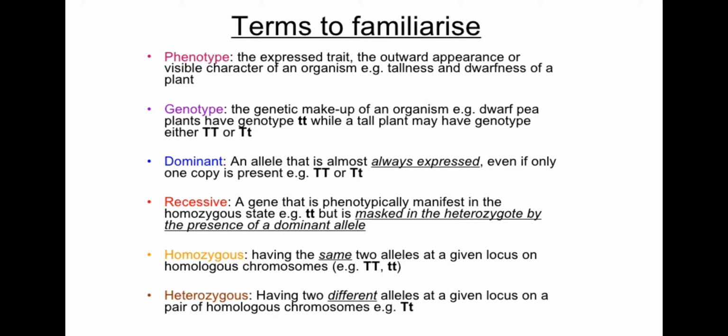It generally expresses itself in the homozygous state. So when there is no presence of a dominant trait, like in small t, the recessive trait is able to express itself. What is the homozygous condition? Where both of the alleles are the same, like capital T capital T or small t small t. Heterozygous is when the two alleles at a given point are different. So capital T small t together is a heterozygous condition.